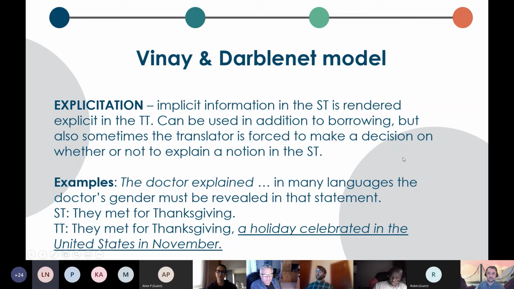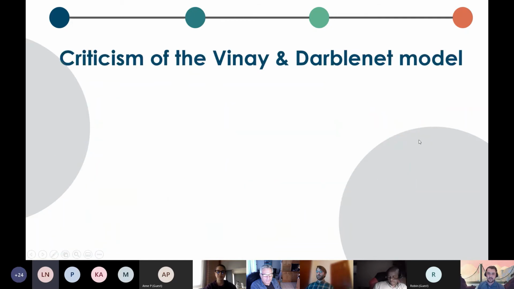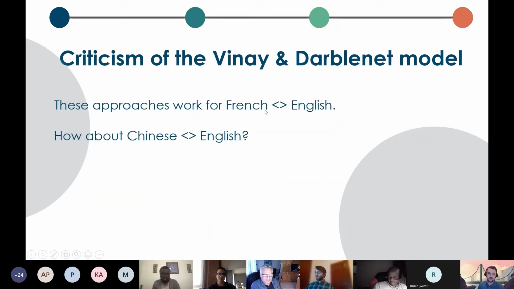Okay, moving along. Like I said, the criticism is that they work well for French English, but not necessarily for languages that are further apart from each other.